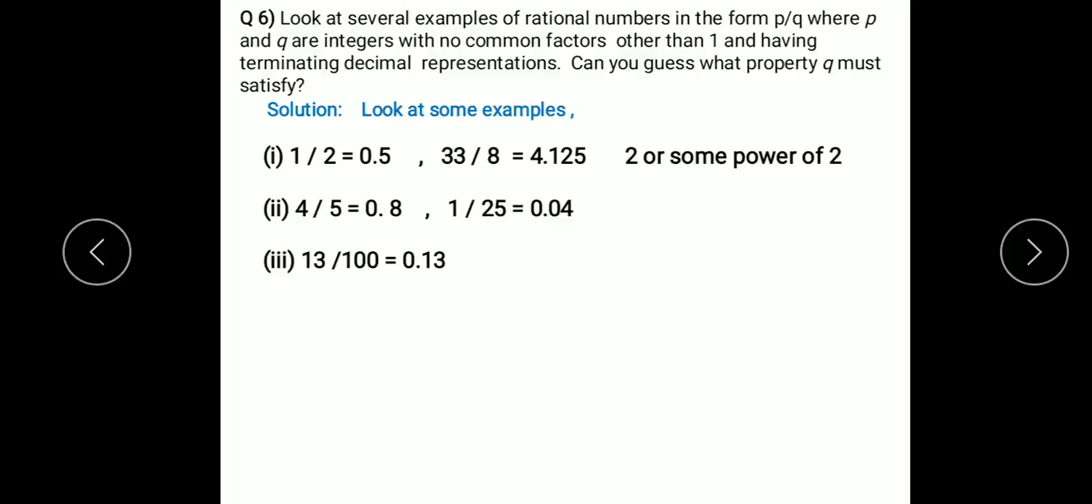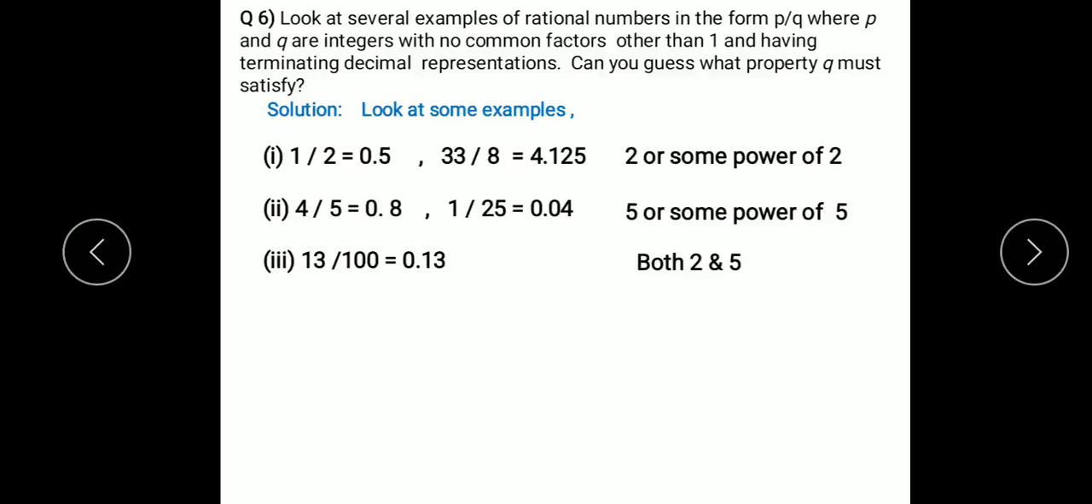Similarly, if you look at second line, the denominator is 5 and here 25, which is 5 square. That shows that the denominator may be in the form of 5 or some power of 5. Look at the third line, denominator 100, which is product of 10 into 10. That is 2 into 5 into 2 into 5, 2 raised to power 2 into 5 raised to power 2. So it has both 2 and 5.